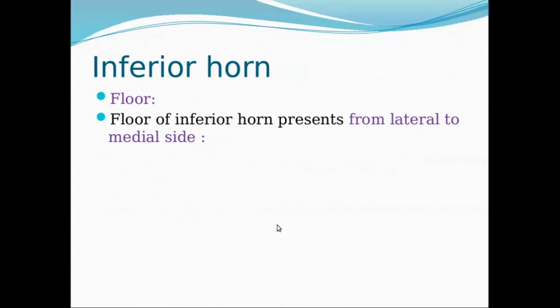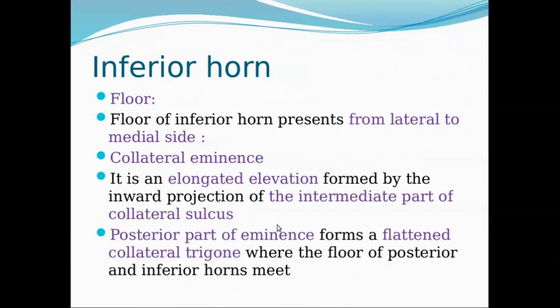Floor of inferior horn presents, from lateral to medial side, one, the collateral eminence. It is formed by collateral sulcus. In the posterior horn, we have seen the calcarine sulcus forming the calcar avis. Here, the intermediate part of the collateral sulcus forms an elongated elevation that is called the collateral eminence. What is collateral trigone? The posterior part of this eminence forms a flattened part, where the floor of the posterior horn and inferior horn meet. It is called as collateral trigone.